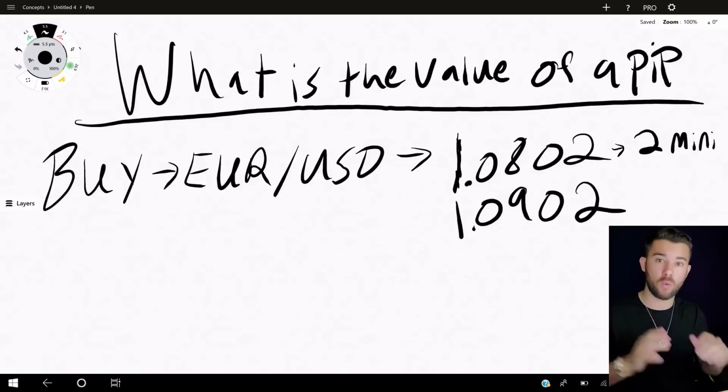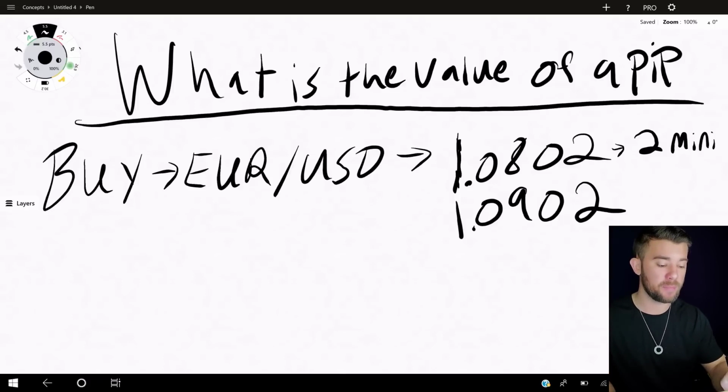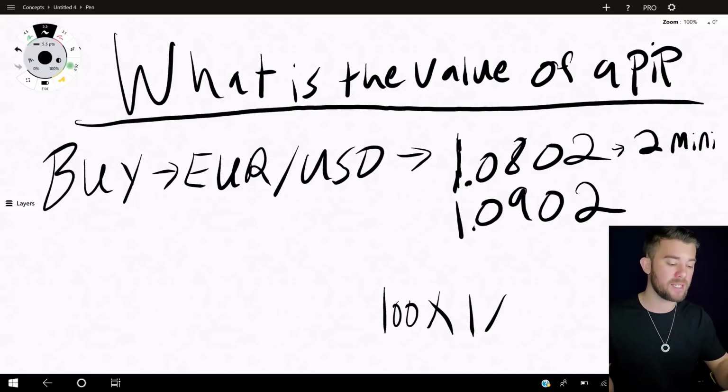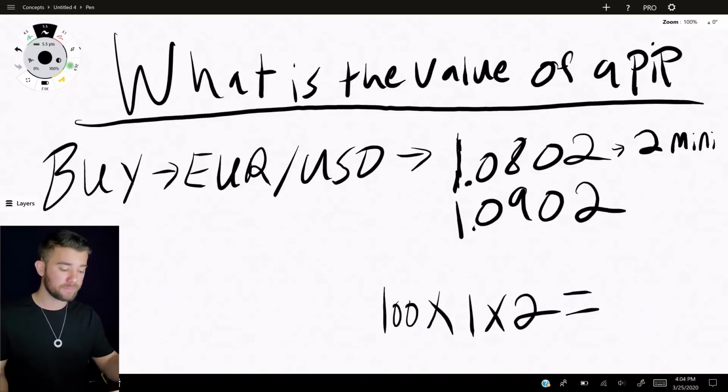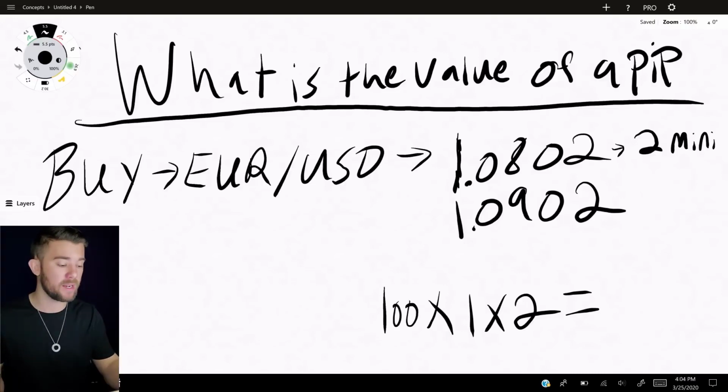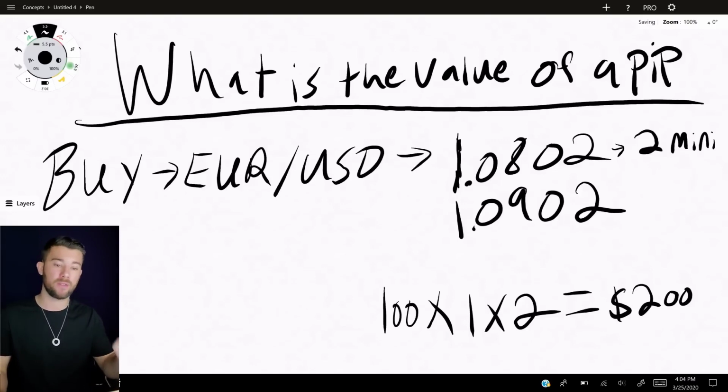So our equation would still be, pips, which is 100, times the value per pip when you're trading a mini lot, which is $1, times the amount of mini lots you're trading, which is 2. Your profit on this trade would be 100 times 1, which is 100, times 2, which is the amount of mini lots you're trading. So you would have a profit of $200 on this particular trade.